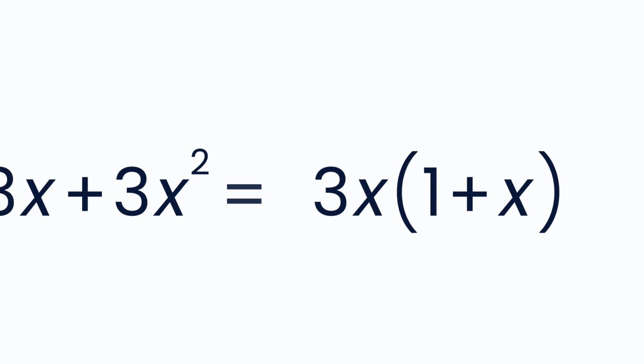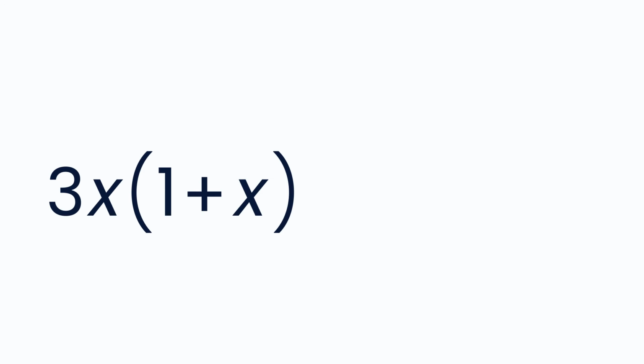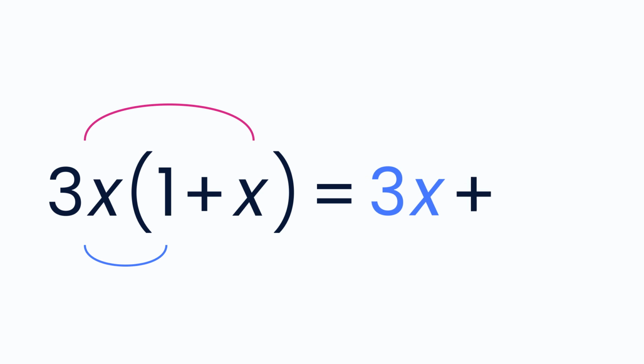To confirm that your answer is correct, you can multiply 3x by each term inside the parentheses. 3x times the expression 1 plus x equals 3x times 1 plus 3x times x, which again equals 3x plus 3x squared. You use the same approach when dealing with expressions containing negative terms.